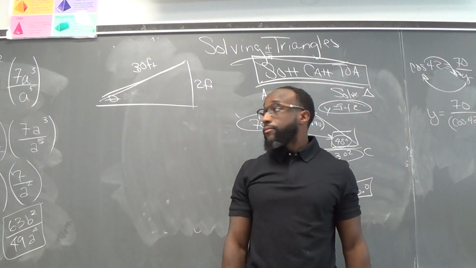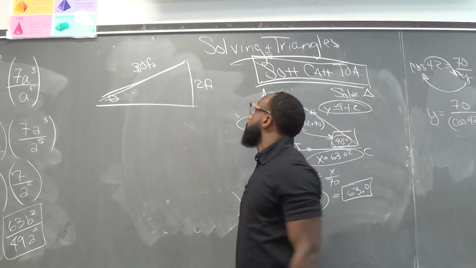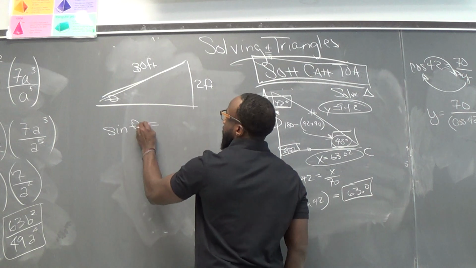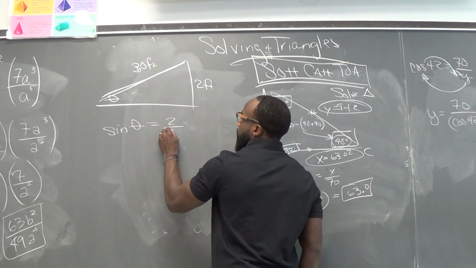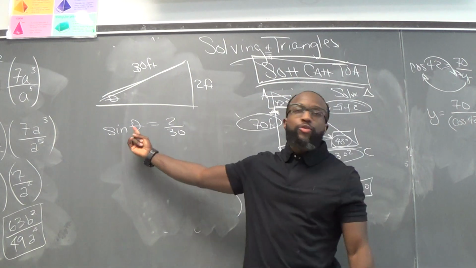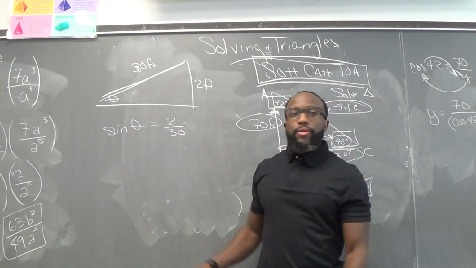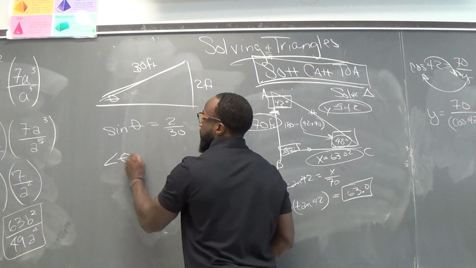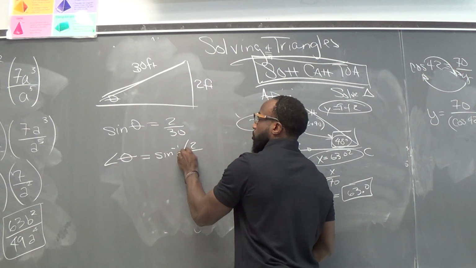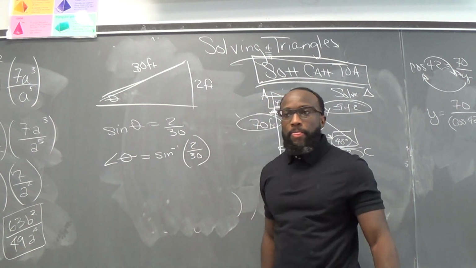Sine. So you'd be sine of, we'll just say theta for now, equals opposite over hypotenuse. Okay? So since we're trying to find this angle though, we'll have the measure of angle theta equals the inverse sine of 2 over 30. Okay?